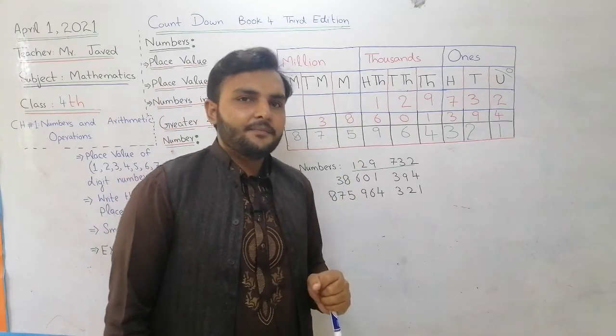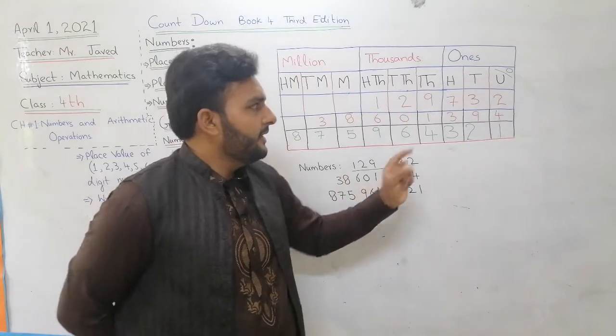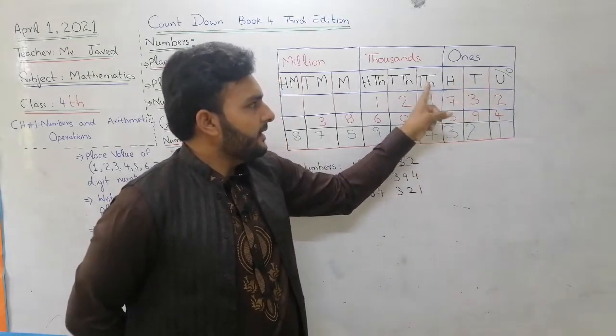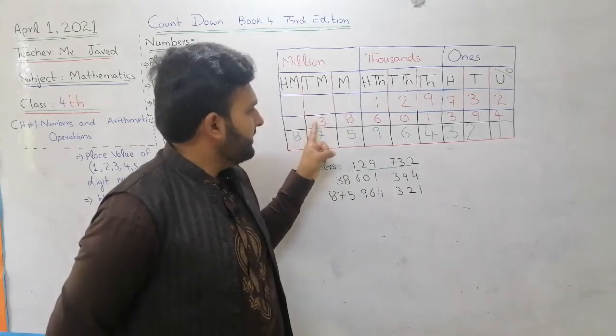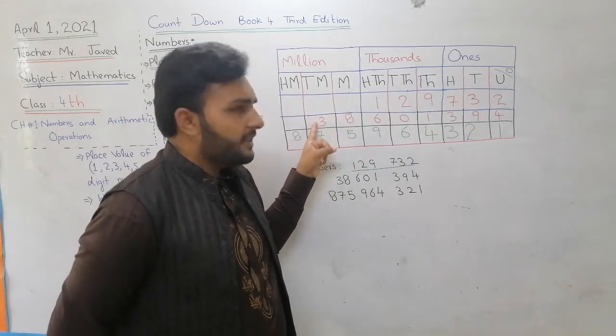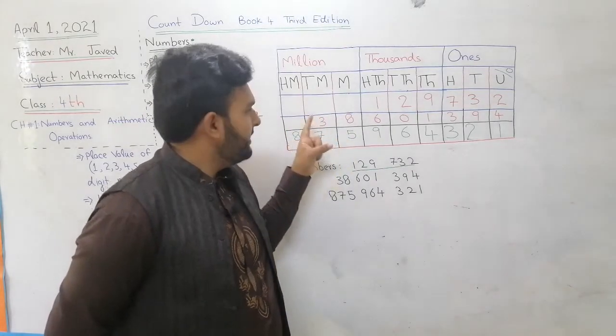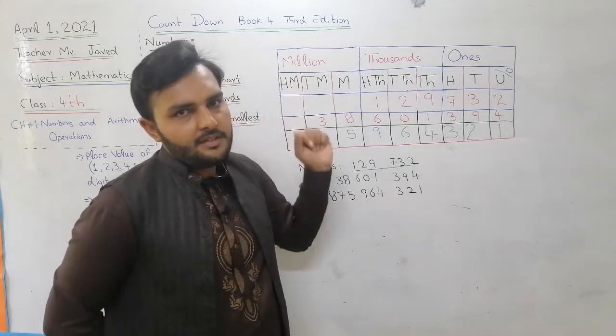Like this. I will repeat again: unit, 10, 100, 1,000, 10,000, 100,000, million, 10 million. This will be for 3 and 8. 3 is the greatest digit over here and the place of 3 is 10 million.